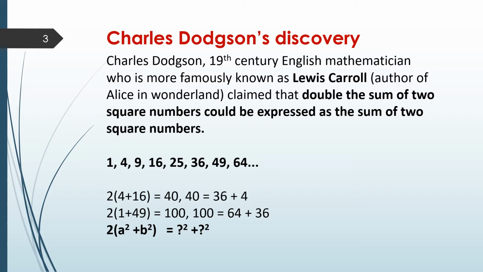We can ask students to write some square numbers, all the square numbers: 1, 4, 9, 16 and so on, and ask them to try whether it is always true using different square numbers. For example, here we have taken two square numbers, 4 and 16. Twice the sum of 4 and 16 will give 40. 40 can be expressed as the sum of 36 and 4.